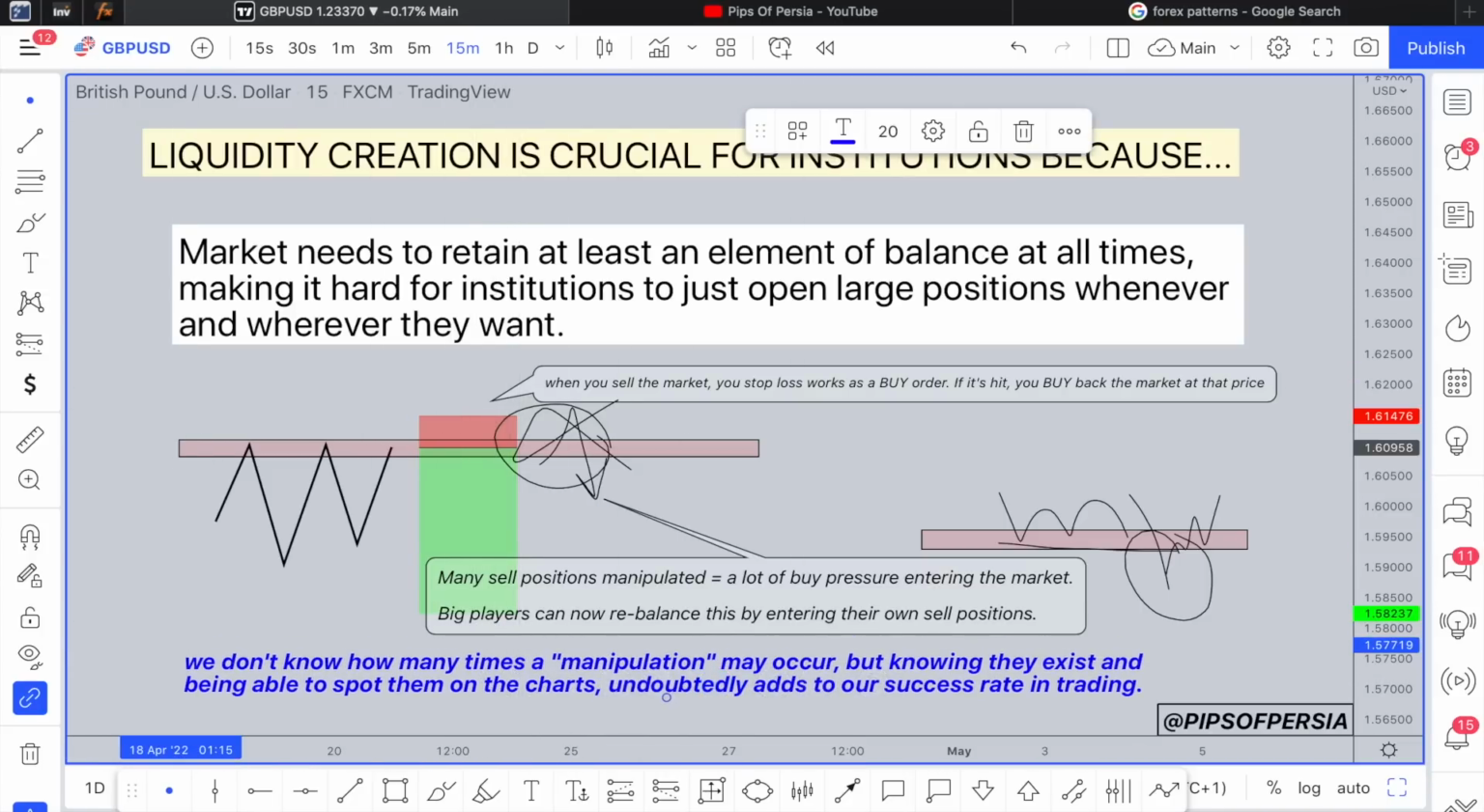The market can manipulate a zone many times. It can just keep manipulating up, manipulating up, manipulating up before they move back down. We don't know how many times that manipulation may occur because institutions will manipulate a given level as many times as they need to make sure enough orders have been taken out to allow them to open their own positions. But to be fair, we don't even necessarily need to know how many times the level gets manipulated. As long as we have good information about liquidity and good risk management, it really doesn't matter.